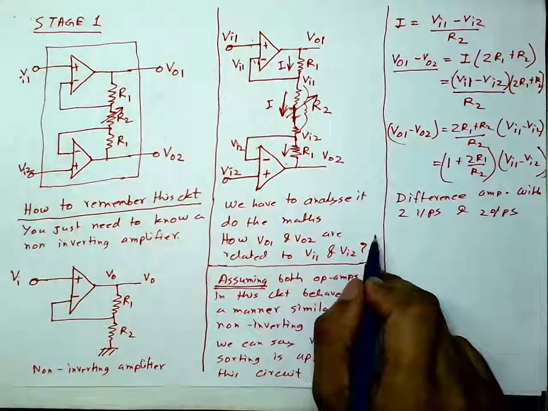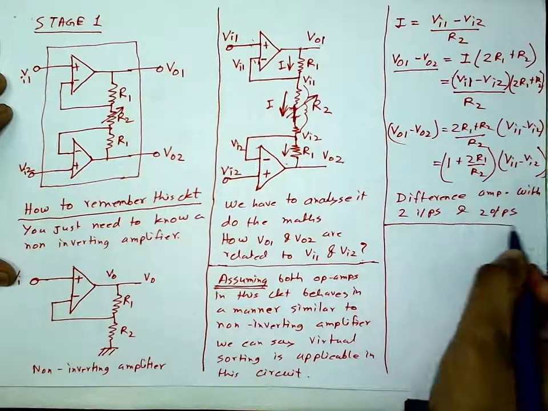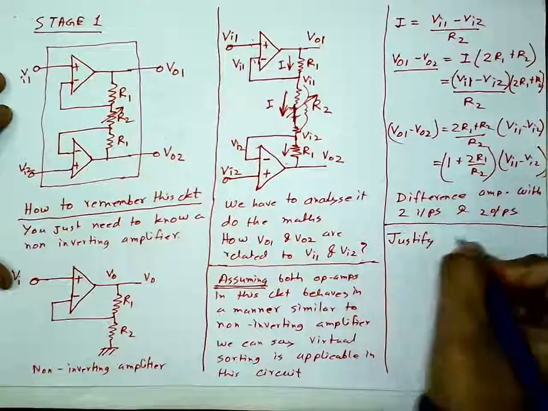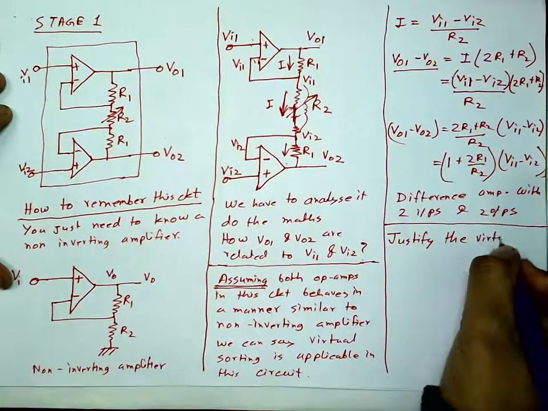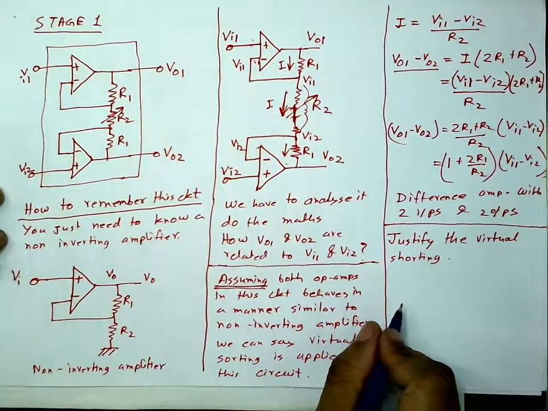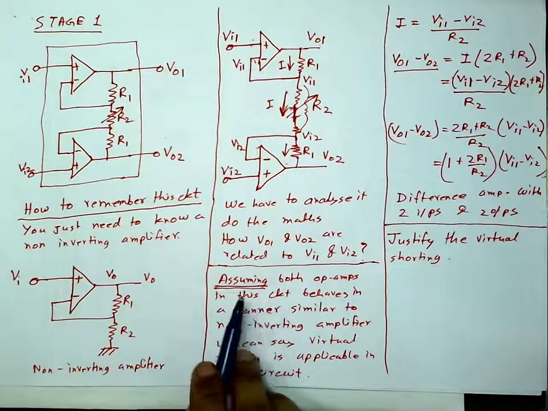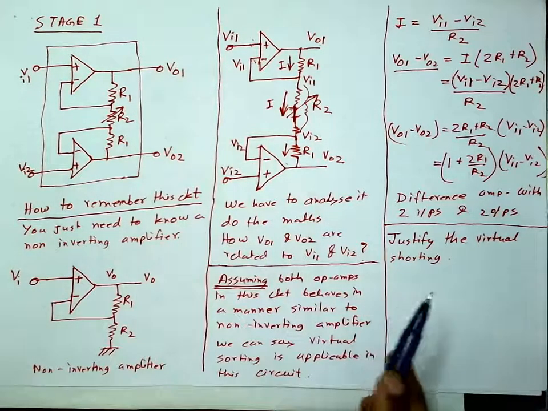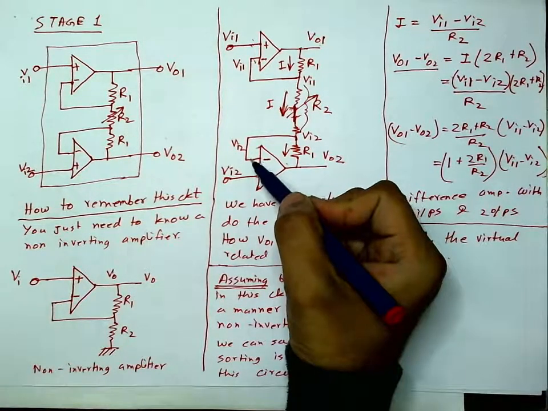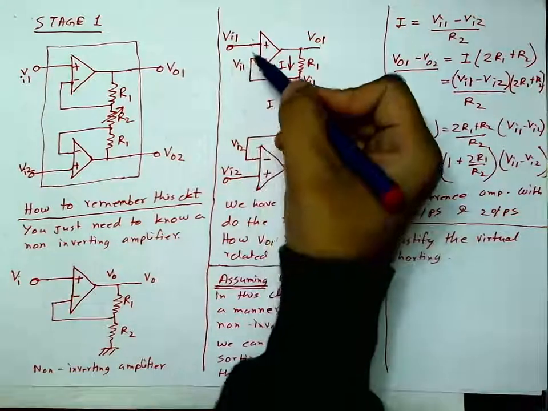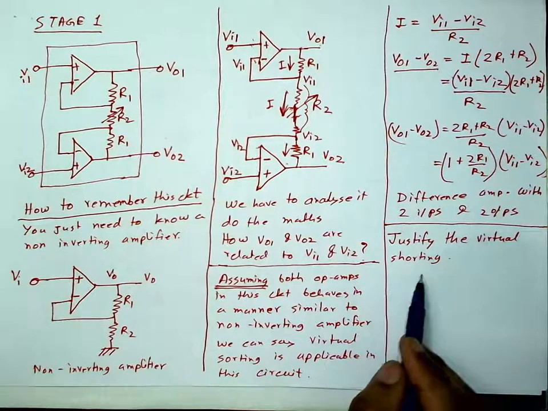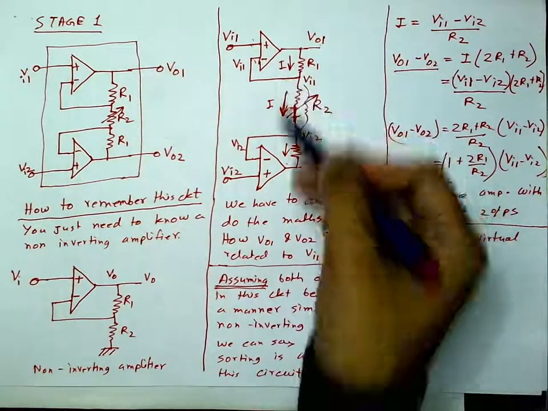Now let me digress a bit and try to justify the virtual shorting in this circuit. We said that virtual shorting is applicable in this circuit, but in general, in all circuits, op-amps will not have these two terminals at the same potential. In general it's not true. In this circuit it's true. Let me try to justify that this is true in this circuit.